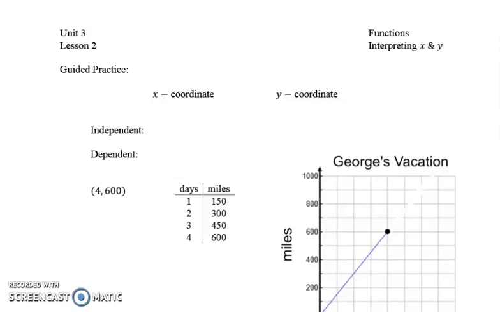Hello class, today we're working on Unit 3, Lesson 2. And we need to remember the difference between the x-coordinate and the y-coordinate. So I see the words independent and dependent. Does anyone remember if the x-coordinate is independent or dependent?